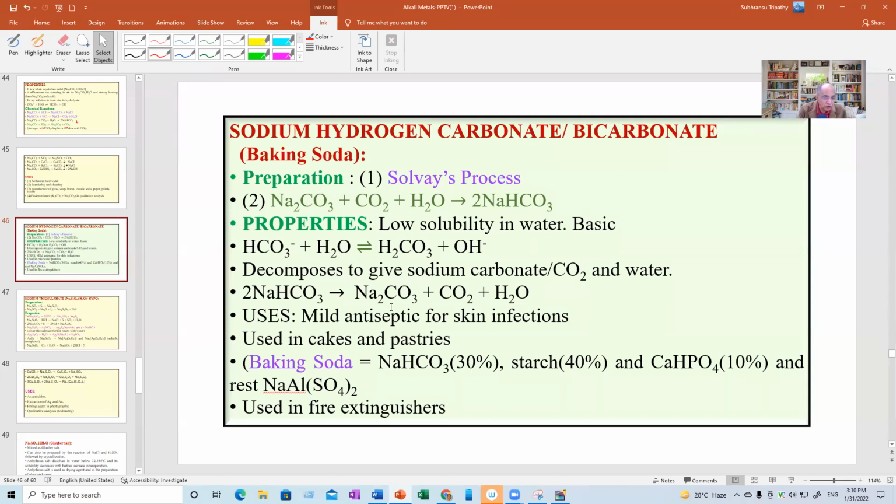And it decomposes on heating to produce carbonate, carbon dioxide, and water. It is a mild antiseptic for skin infections, used in cakes and pastries as baking soda, and also used as a source of carbon dioxide in fire extinguishers.